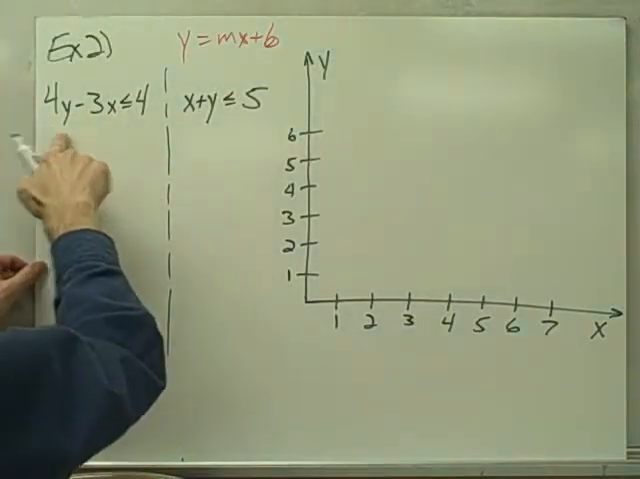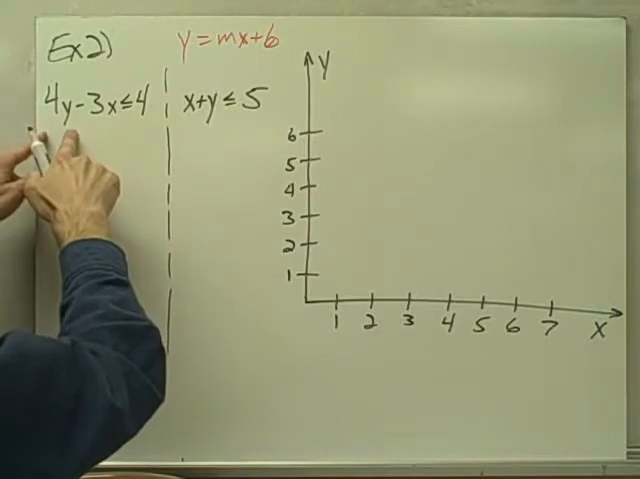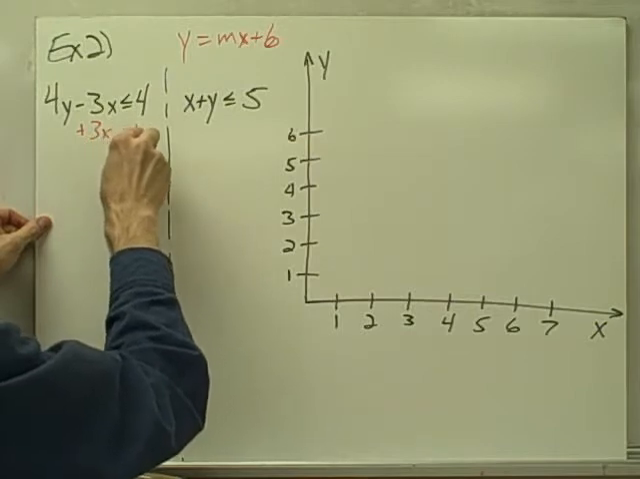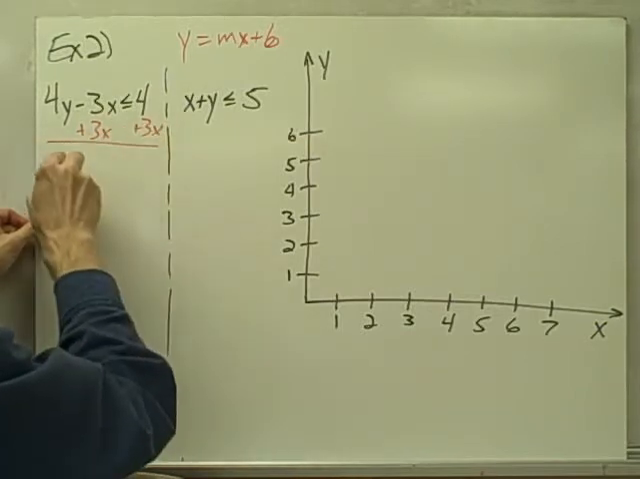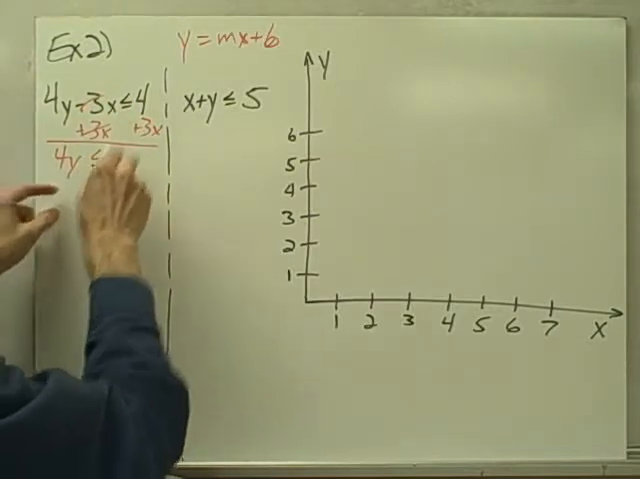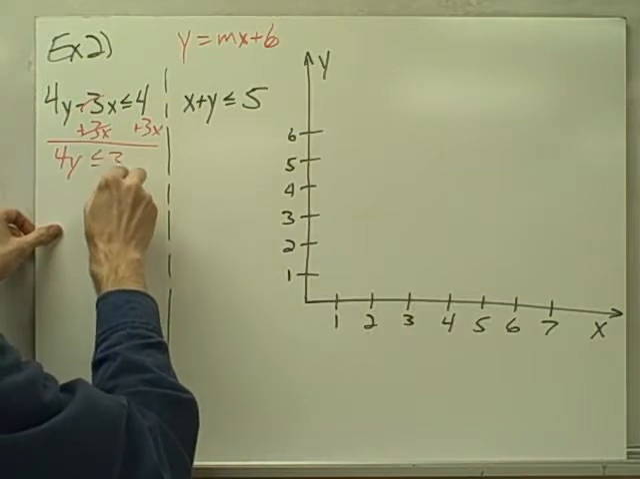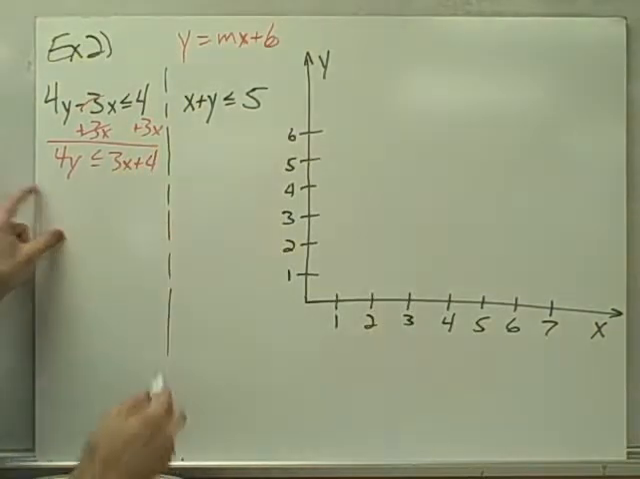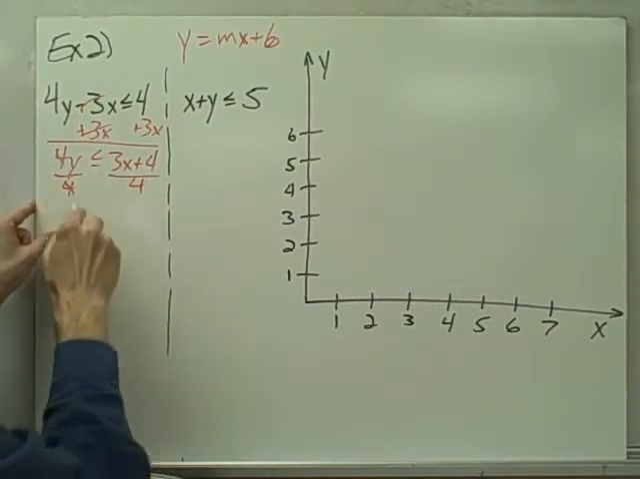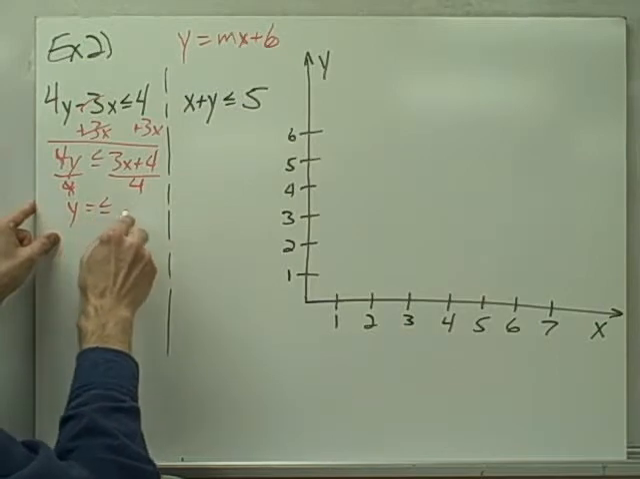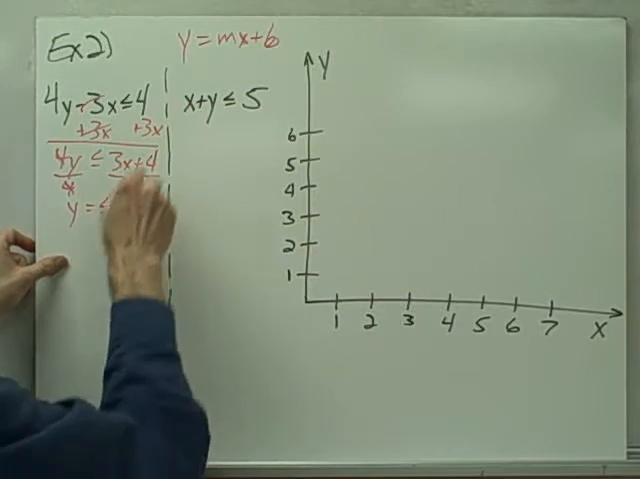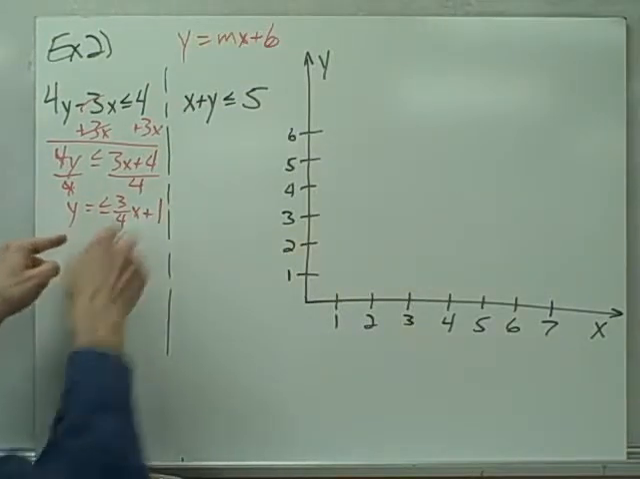So let's see, if I want this in the form y equals mx plus b, I want y on this side, I want everything else on the other side. So let me add 3x to both sides. It's going to give me 4y. My 3x's go away. I've got 4y is less than or equal to 3x plus 4. And let's see, I need to divide both sides of my equation by 4. So my 4's will cancel out here, and I've got y is less than or equal to 3/4 x plus 4 over 4, which is 1. So now I've got this in slope-intercept form.